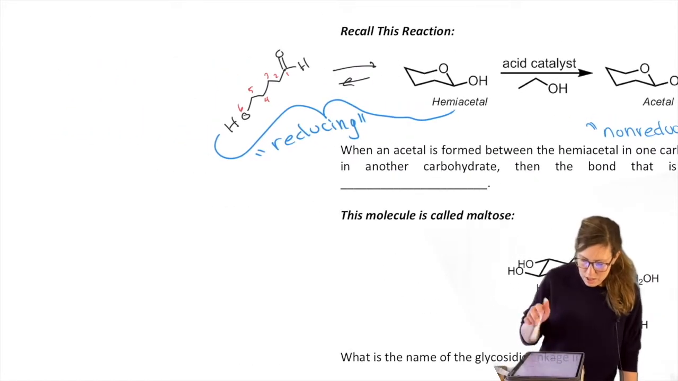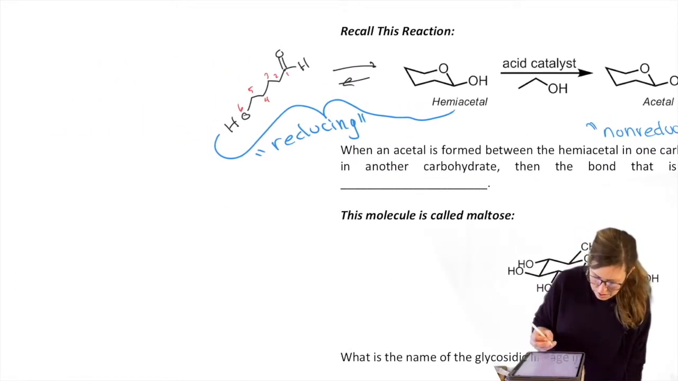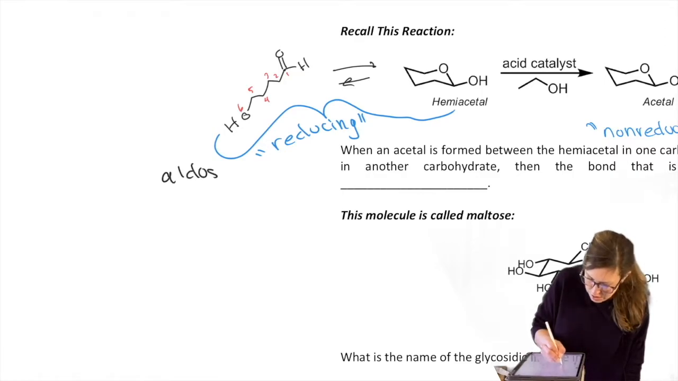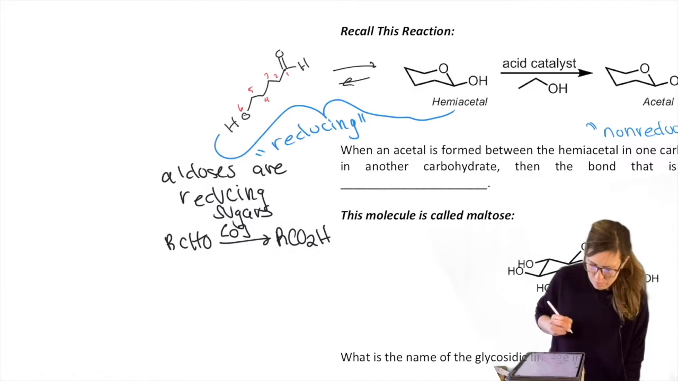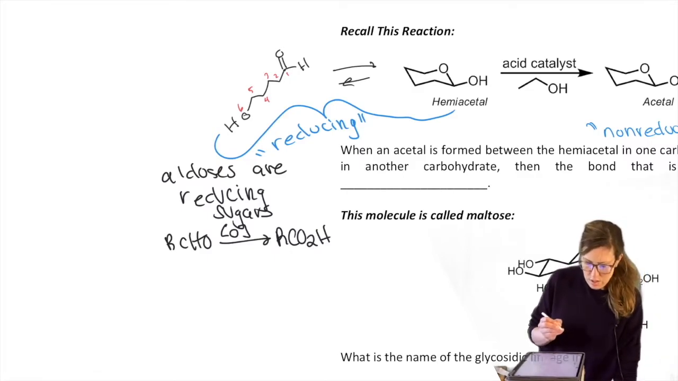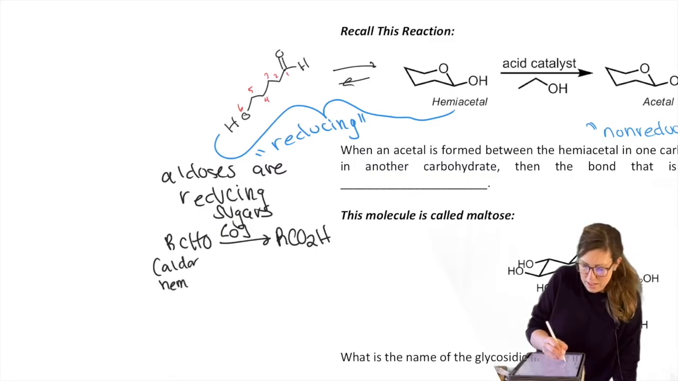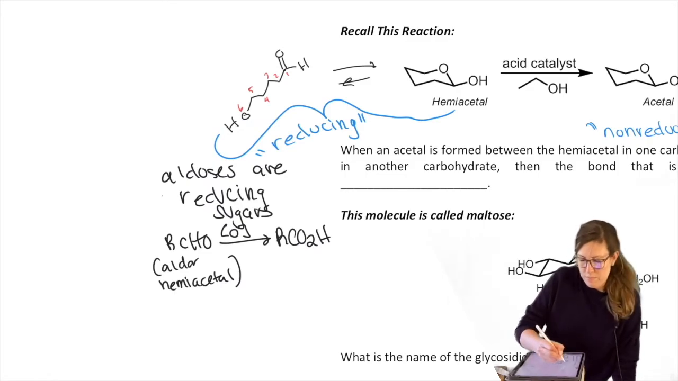I'm going to spell that out one more time because sometimes that's a little confusing. So aldoses are reducing sugars because they can have the RCHO exposed to an oxidizing agent to make RCO2H. So if you have the aldehyde or hemiacetal, it will react with that oxidizing agent. So it's a reducing sugar. Okay.